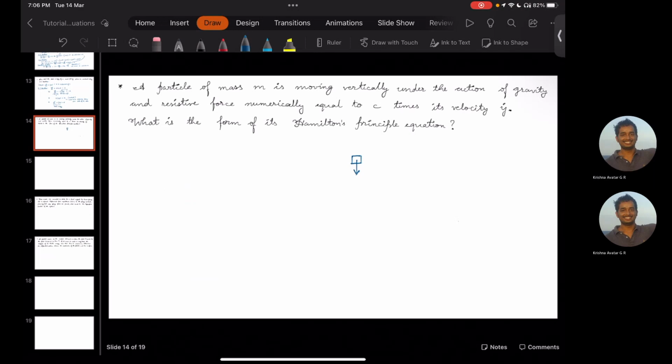Okay. And there's a body of mass m, and it's say falling at some velocity of y dot. So this is falling at y dot. And you'll ask me, okay, where do I fix the coordinate system? I'll just fix the coordinate system, the origin here, and y downwards.